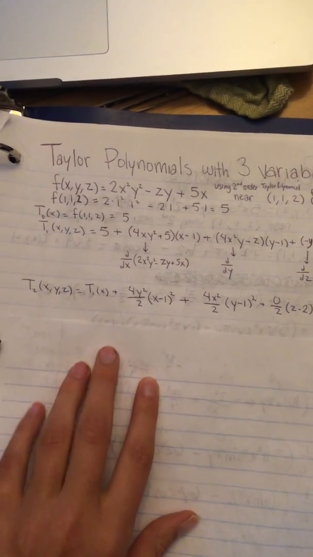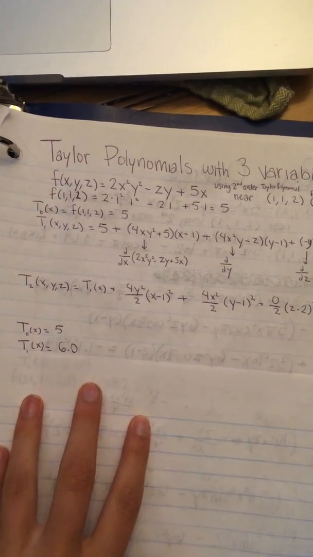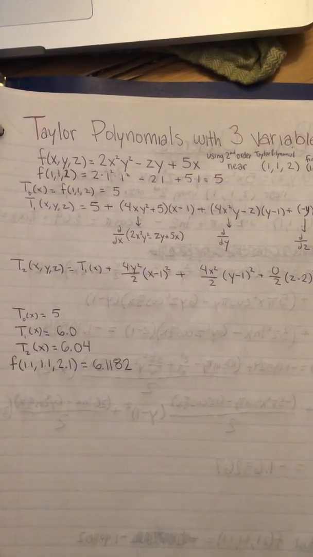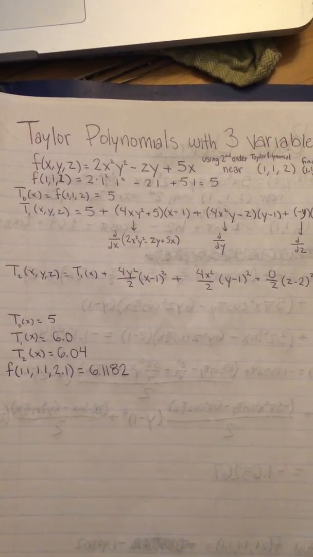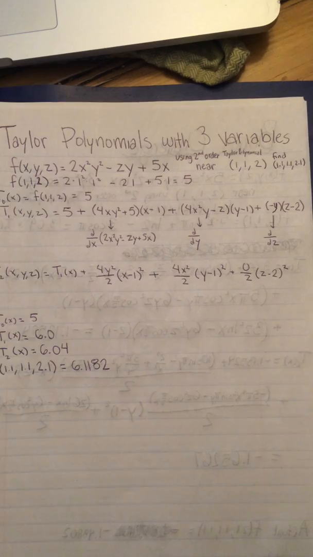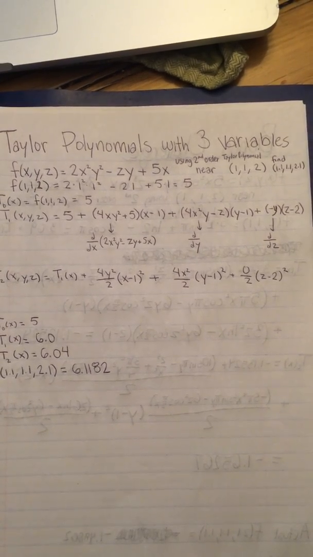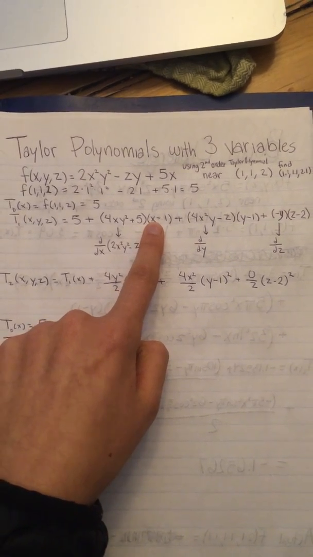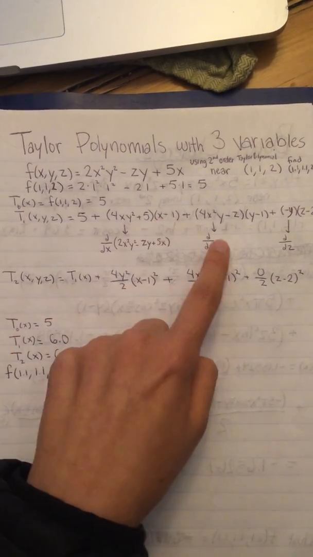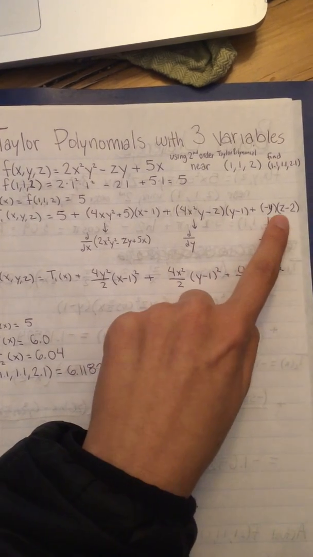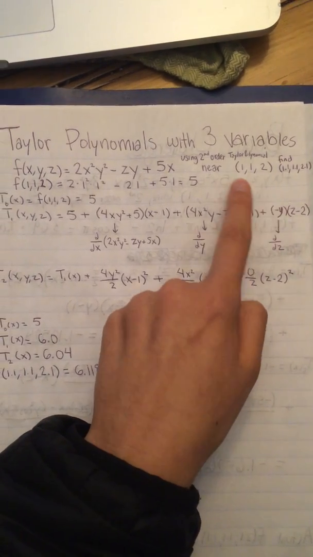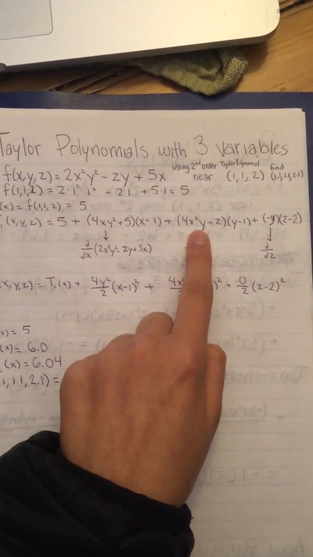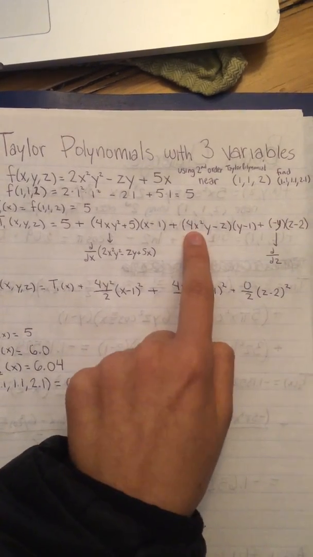And you evaluate each of them at the point 1, 1, 2, and then you plug in 1.1, 1.1, and 2.1 at these points. So the 1.1 goes here, 1.1 goes here, and 2.1 goes here. And the 1, 1, 2 go where all of the partial derivatives are. So there, there, and there.